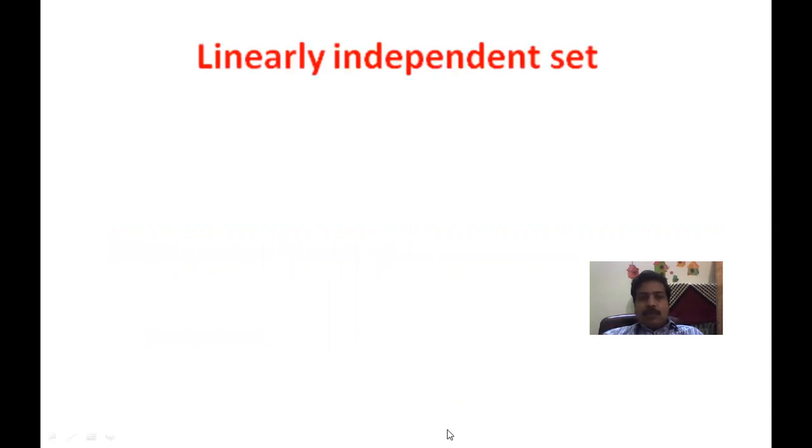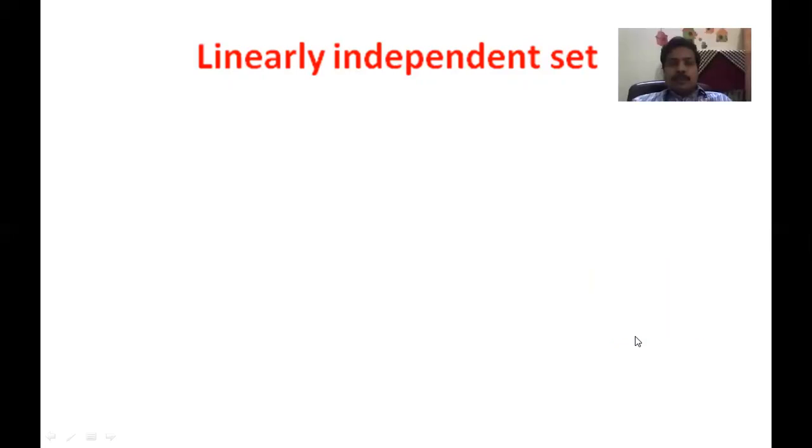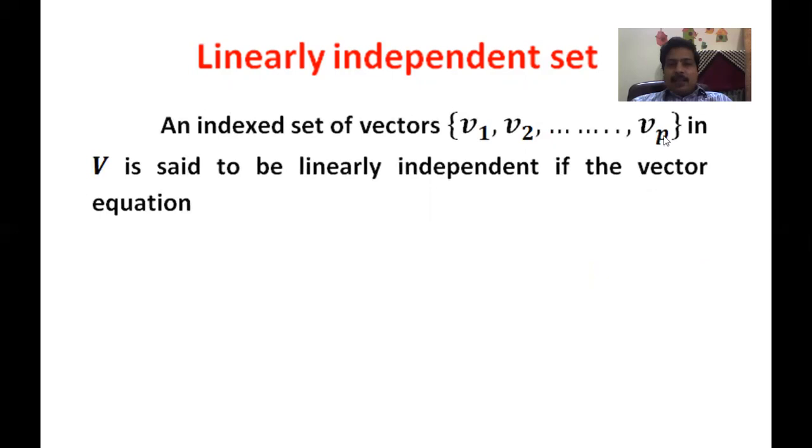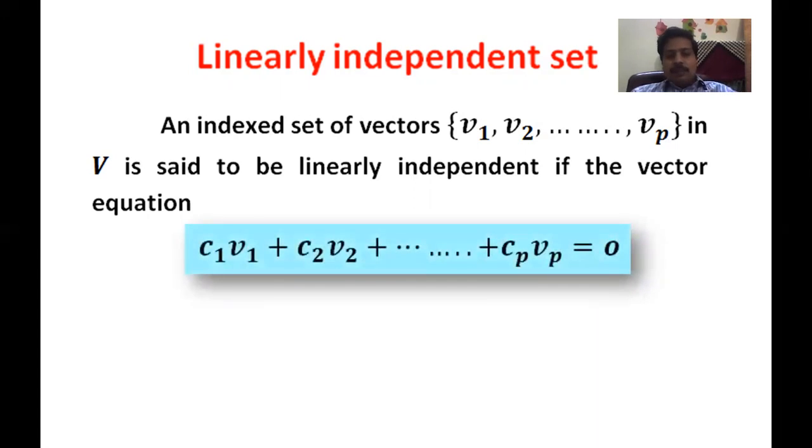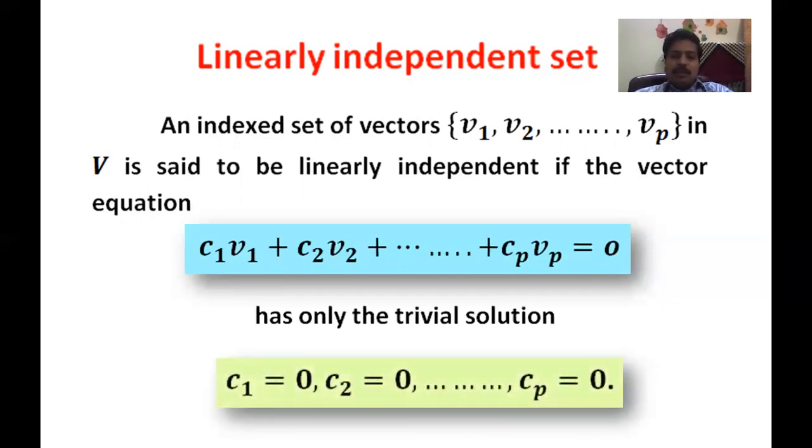So let us quickly go through the definitions of linearly independent set and dependent set. An indexed set of vectors v1, v2 and so on vn in V is said to be linearly independent if the vector equation c1 v1 plus c2 v2 plus so on plus cp vp is equal to 0, the zero vector in V, has only the trivial solution, the zero solution. That is, c1 is equal to 0 and c2 is equal to 0 and so on, cp is equal to 0.